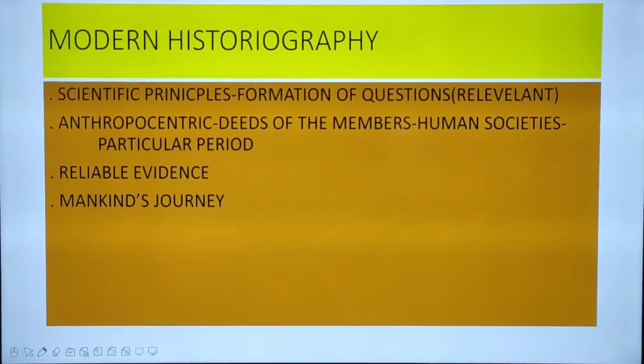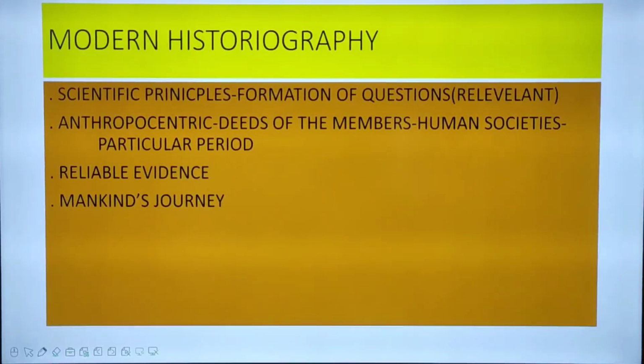The first is basically termed as scientific principles, that is completely based on the formation of questions. The questions should not be something nonsense, okay? It should be something relevant. Second is anthropocentric. Anthropocentric is basically the questions which are related to members of a particular period. So in a particular period, how did the people behave? Why did the people believe in a particular way of living? Why did they believe in a particular god or goddesses?